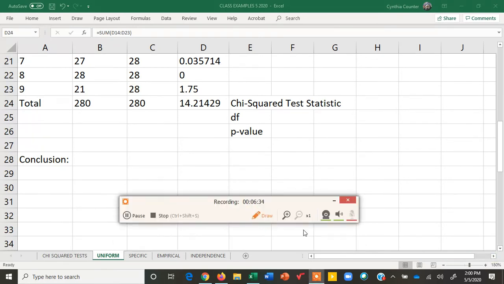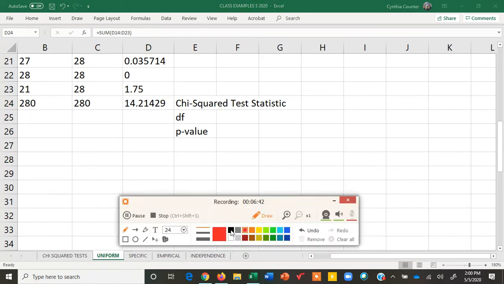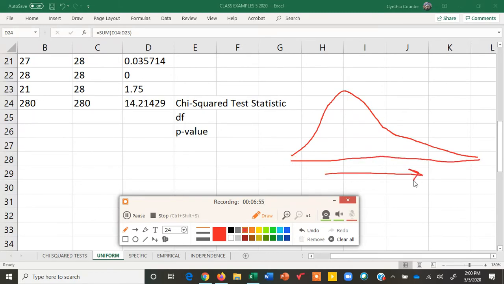Let me undo this. I want to get to the side here so it won't cover anything up later when I scroll. You'll see what I mean. So I want to draw the chi-squared distribution, which is a right-skewed distribution. As I said, everything is positive, and the further right you go, the larger it gets.